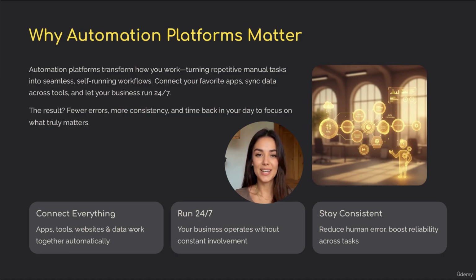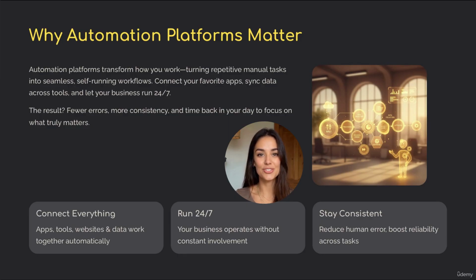These tools work by connecting your favorite apps and triggering actions whenever something happens. Instead of logging into 10 different platforms a day, automation tools manage the entire flow for you. They improve accuracy, eliminate human error, and allow your business to operate 24/7, even when you're asleep.